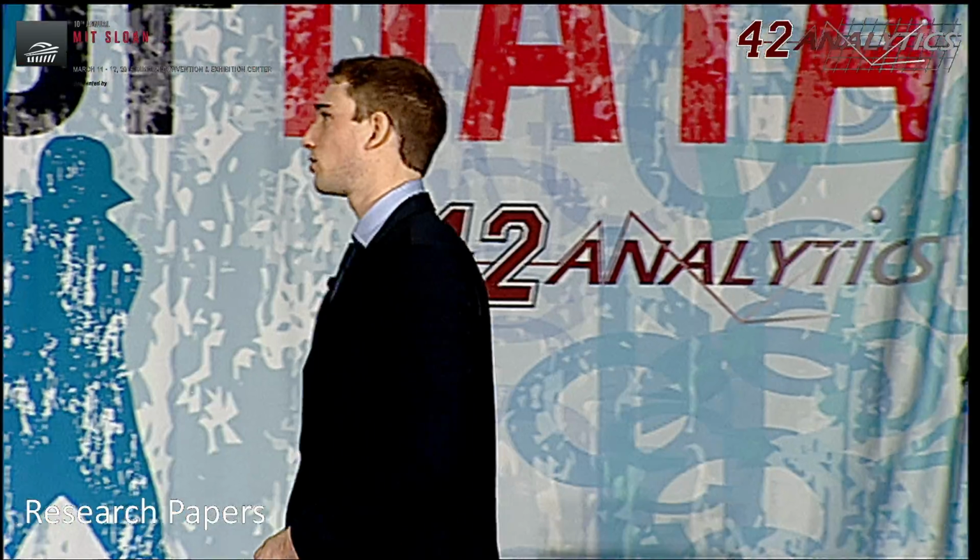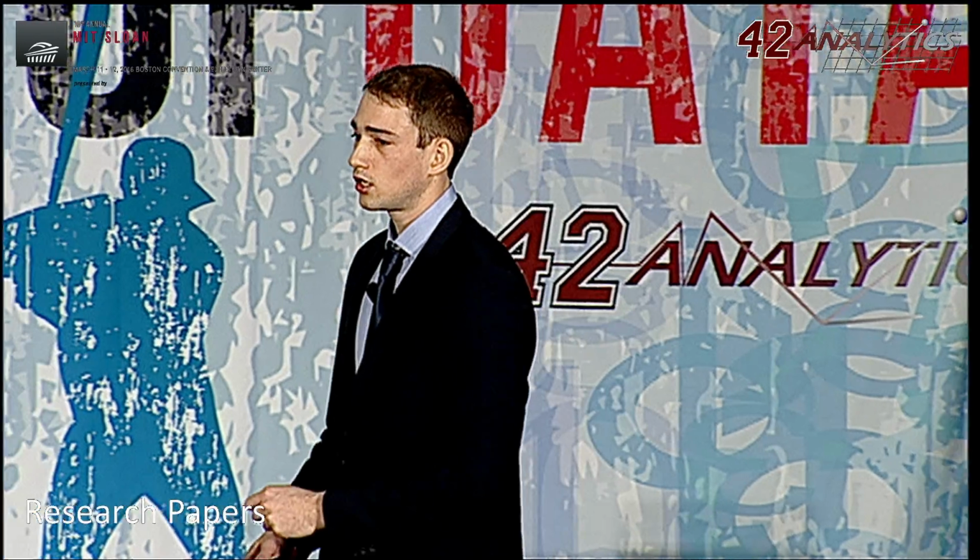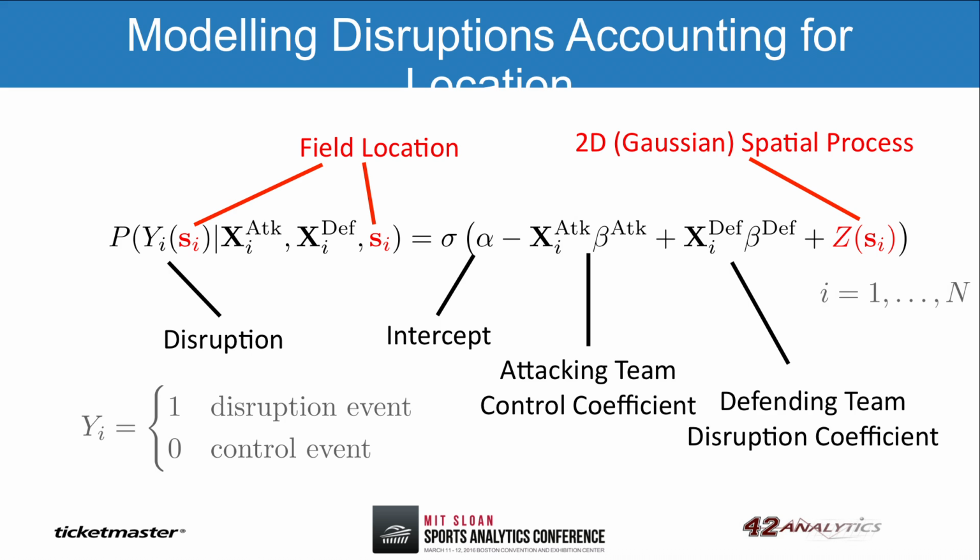So let's go back to our simple model, and let's expand it. Let's include S_i. Now, S_i is an XY coordinate reference over the pitch that tells us exactly where the ith event took place. So to model this, we're going to use a two-dimensional spatial process, which is going to allow us to obtain a smooth map of what's going on. And the posterior mean of this we're going to call the disruption surface, and this is what it looks like for the 2014-15 English Premier League.